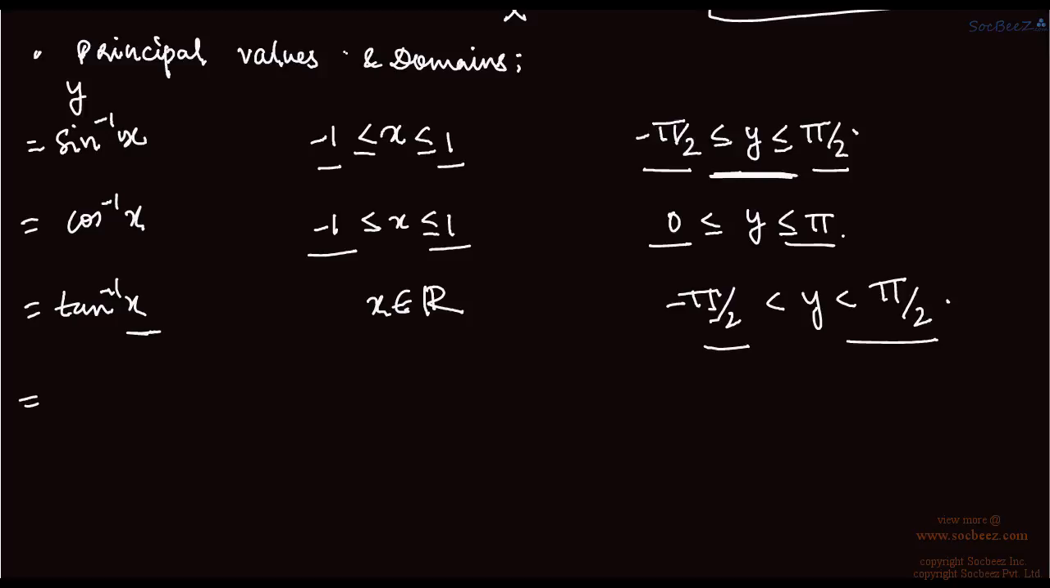Again, cosec inverse x, the domain is all x except the range of sin inverse x. So x will be less than or equal to minus 1 or x is greater than or equal to 1.